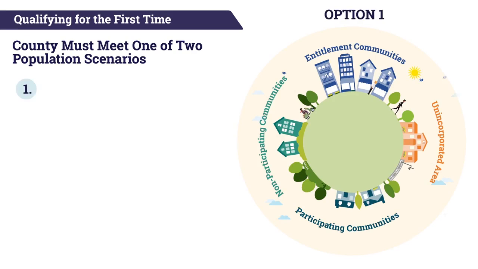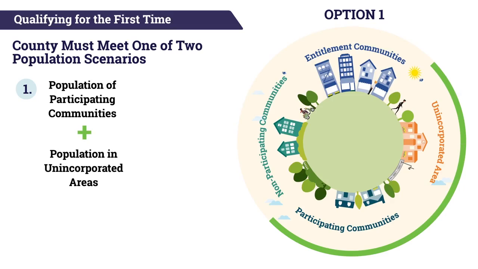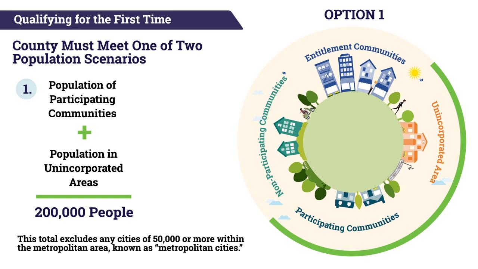Option 1. The population in the communities that opt to participate and the population in the unincorporated areas of the county totals at least 200,000 people. This total excludes any cities of 50,000 or more within the metropolitan area, known as metropolitan cities.